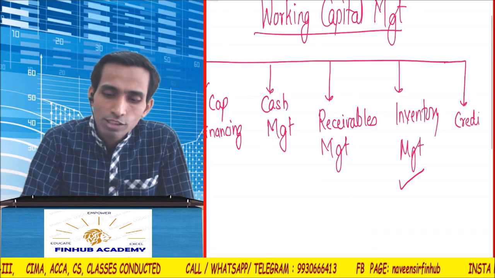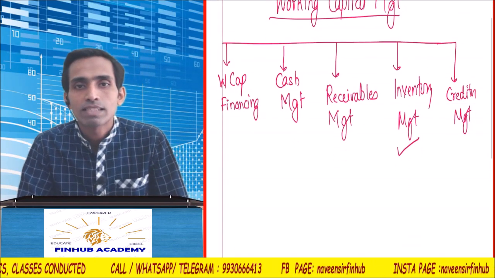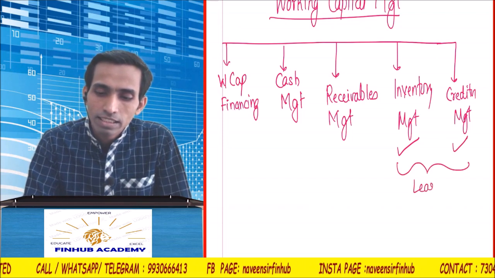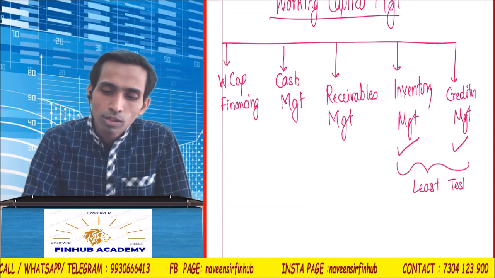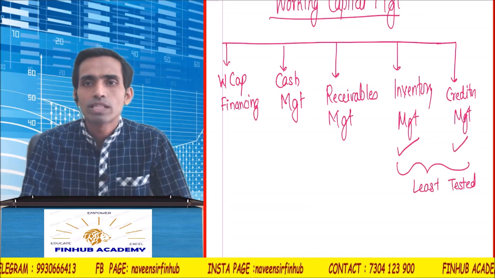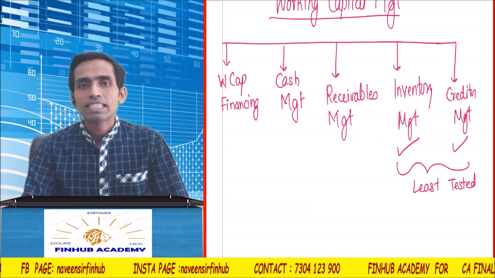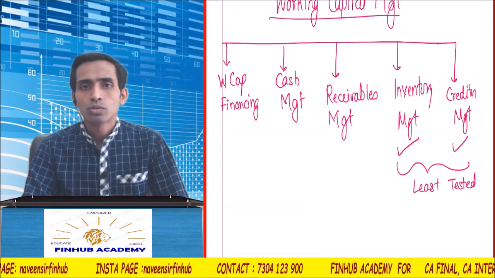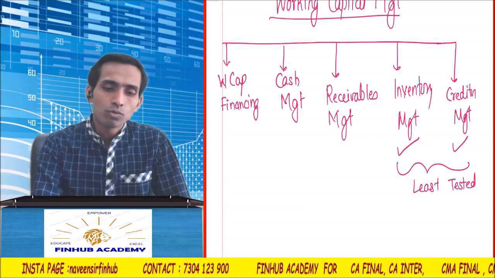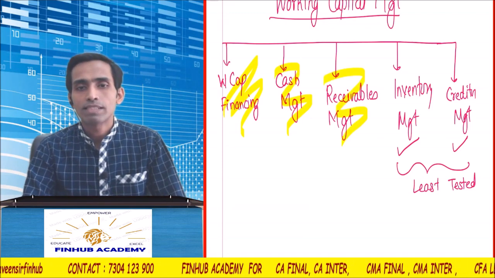Next is creditors management. This is also not tested in your exam. These two are the least tested. Till this point, they have never asked on creditors management or inventory management. Still, we will do one or two sums of each, just in case, and anyway you are going to do it in costing, so it will get covered. So the main focus of this chapter is working capital financing, cash management, and receivables management.